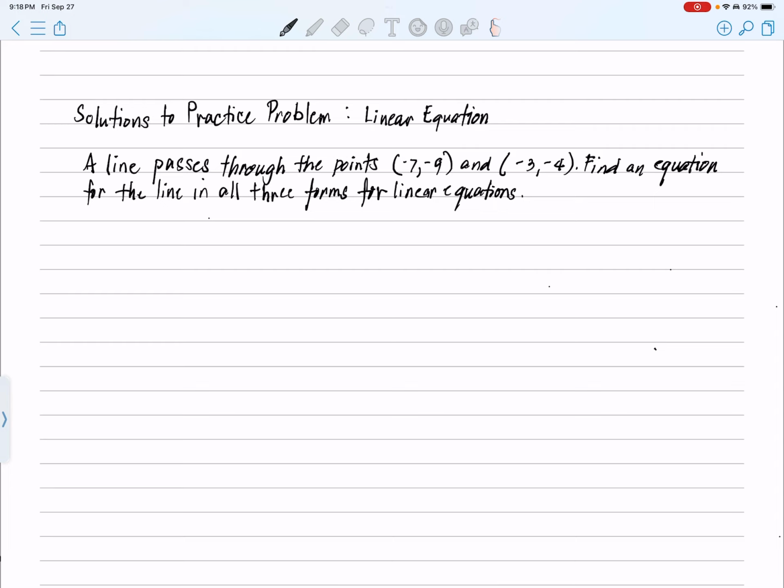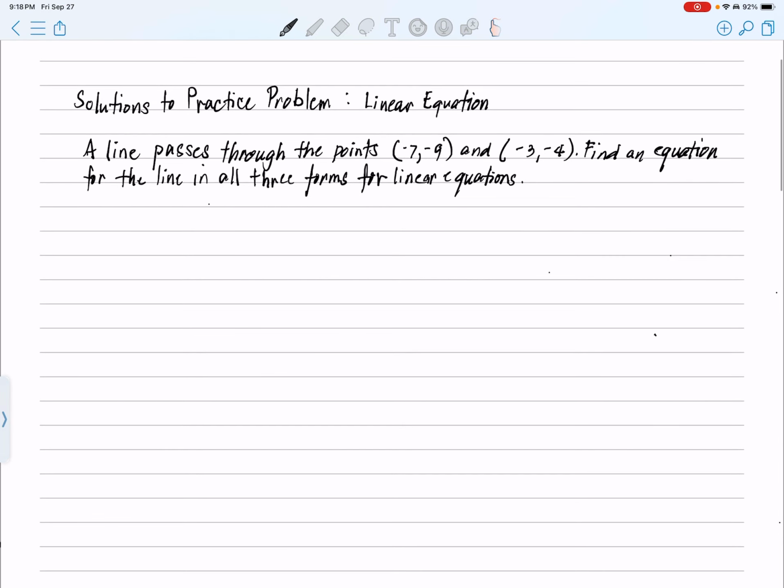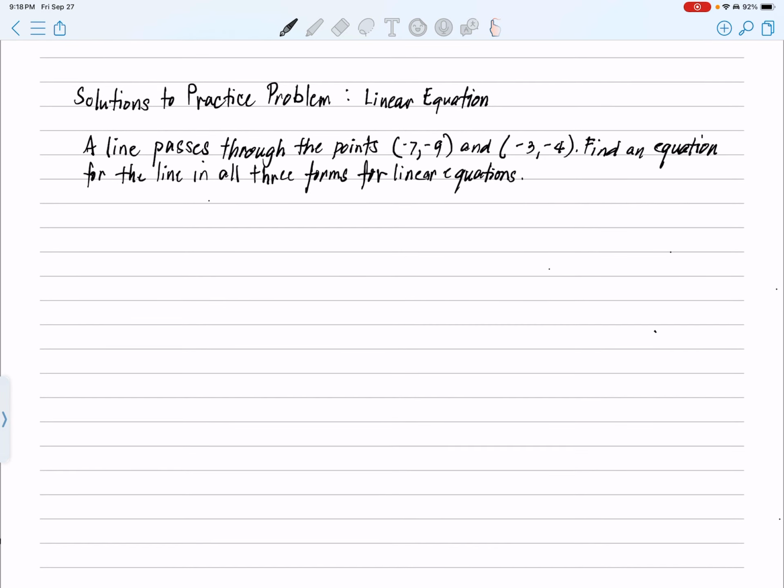Today we're going to do the practice problem that I had given you in the previous video. So we're going to solve it and see if you are getting the same answer. All right, we're going to start. A line passes through the points (-7, -9) and (-3, -4). Find an equation for the line in all three forms for linear equations.